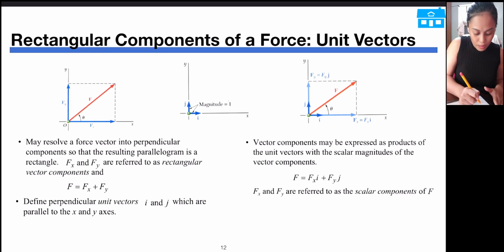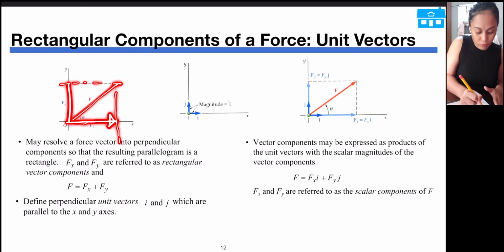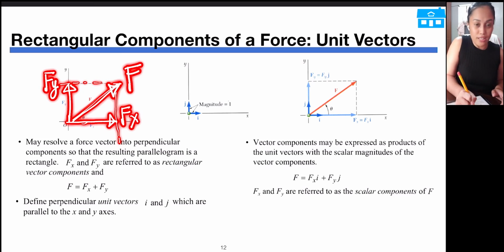So if we draw parallel lines from the force to the axes, then we can get its rectangular components along those axes. So we have Fx, the horizontal component of the force F, and Fy, the vertical component of this force F.